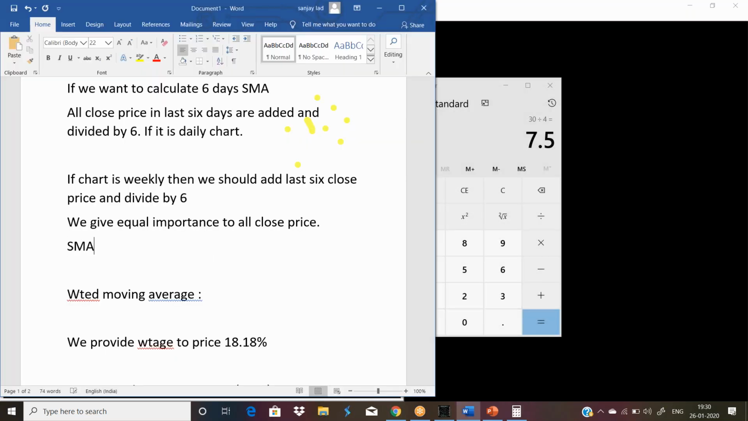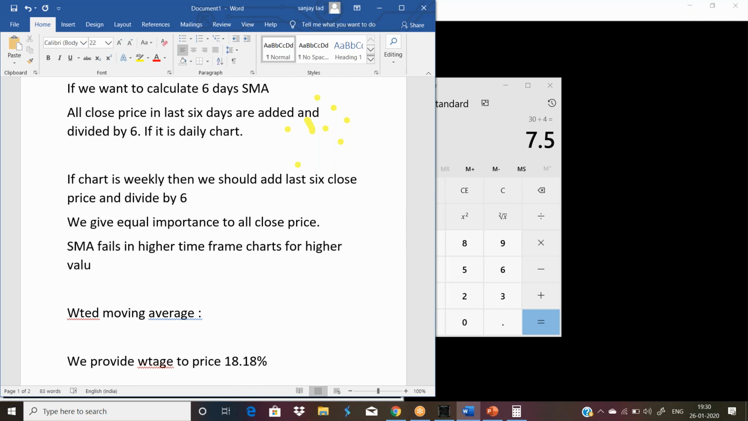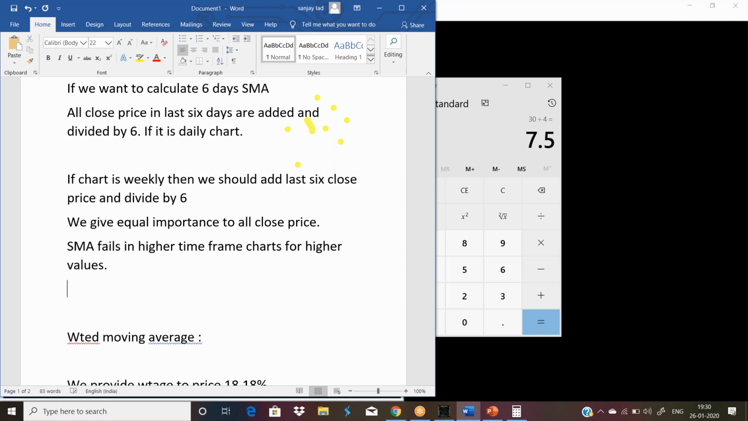So the simple moving average fails on higher time frame charts for higher values like 30, 52. It fails for higher time frame charts for higher values.